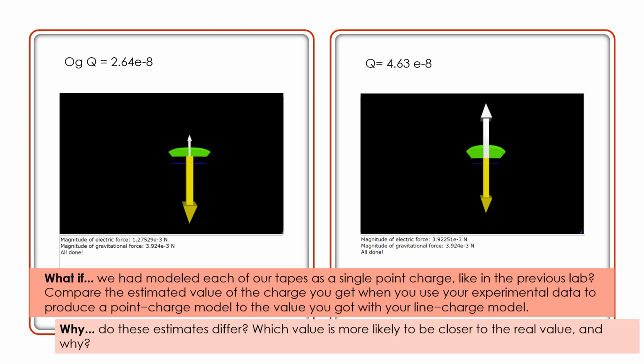A question to ask is, what if we had modeled each of our tapes as a singular point charge like in the previous lab? Like I said, if we had used point charges, our charge value would be a severe underestimate. Why do these estimates differ, and which value is more likely to be closer to the real value? The larger value is more likely to be more accurate because objects like tape do not concentrate all of their charge in a singular spot. Electric charge is spread over a surface, like modeled in Lab 2. Therefore, Lab 2's model is more likely to be accurate since it follows real-life principles.